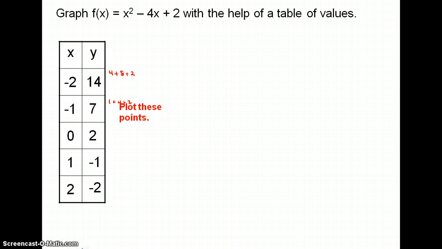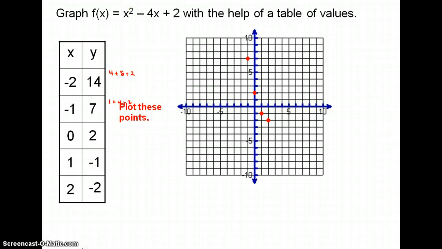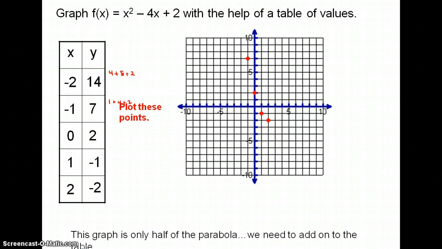Alright, now let's graph these points on graph paper. Okay, so negative 2, 14 didn't fit. So negative 1, 7; 0, 2; 1, negative 1; and 2, negative 2. Now this graph we know, because it's x squared, is supposed to be a parabola. And a parabola looks a lot like a U. So this graph needs to come back up on this side. So our table of values is not big enough. So we need to add to the table of values.